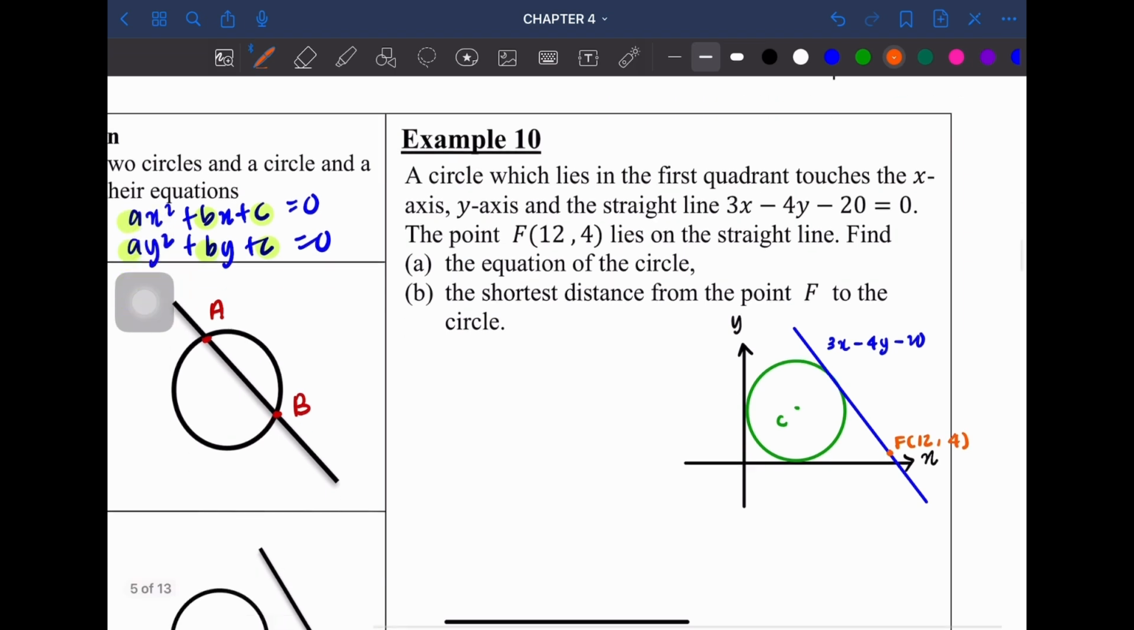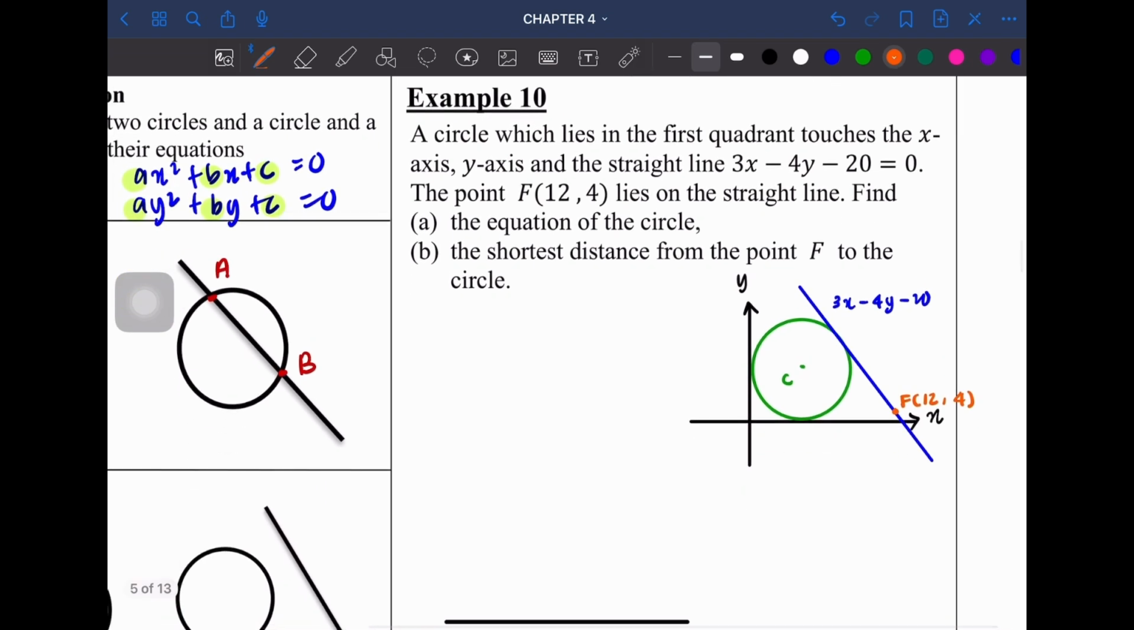Okay. So now we will answer the question. So the first part of the question, they want us to find the equation of the circle. So for the equation of a circle, we're going to need two pieces of information. The first one is the coordinate of the center, and the second one will be the radius. So how do we find these two?